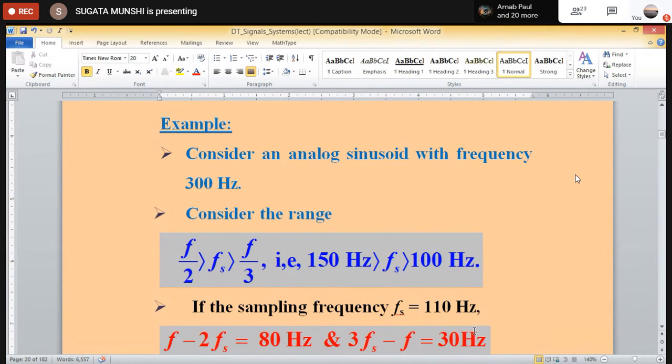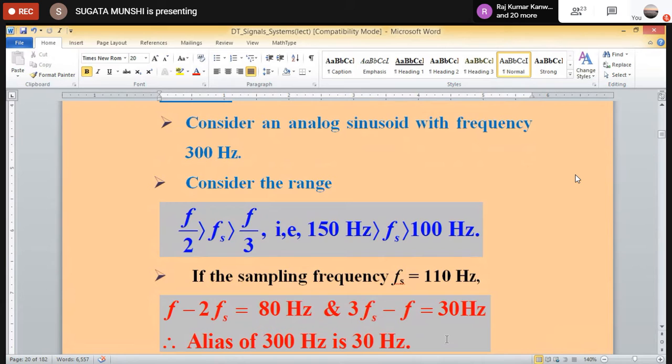So which one will be the alias of f? Obviously the lower one. So the alias of f in this case will be 30 hertz. So that frequency of 300 hertz has been aliased into a frequency of 30 hertz. From the sampled signal, the sinusoid that you will be able to recover by mathematical interpolation will not be a sinusoid with frequency 300 hertz. Instead, it will be a sinusoid of frequency 30 hertz.